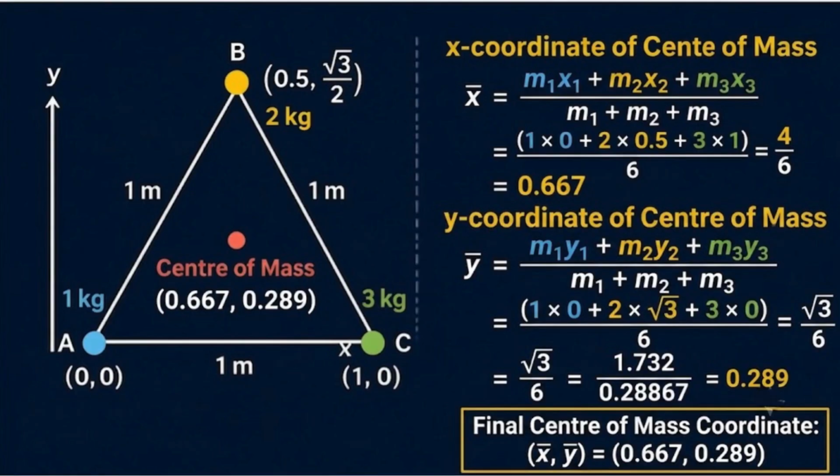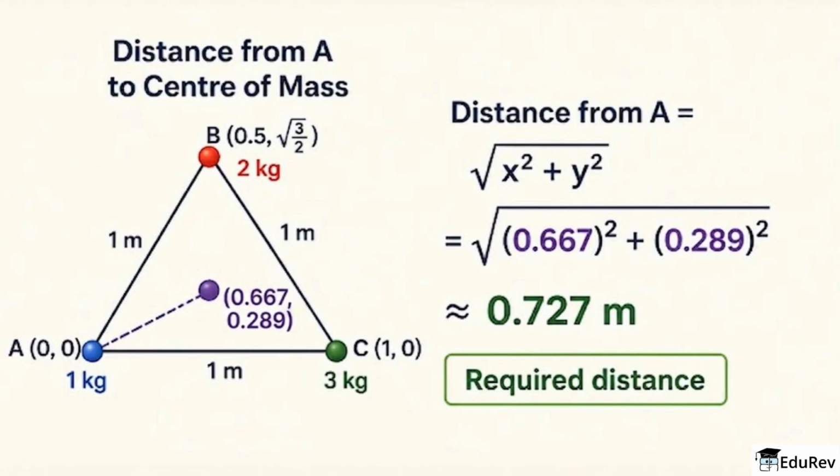0.667. Y coordinate equals 1 times 0 plus 2 times 0.866 plus 3 times 0 divided by 6 equals 1.732 divided by 6 equals 0.2887. Distance from A equals square root of x squared plus y squared, which equals about 0.727 meters. So that is the required distance.